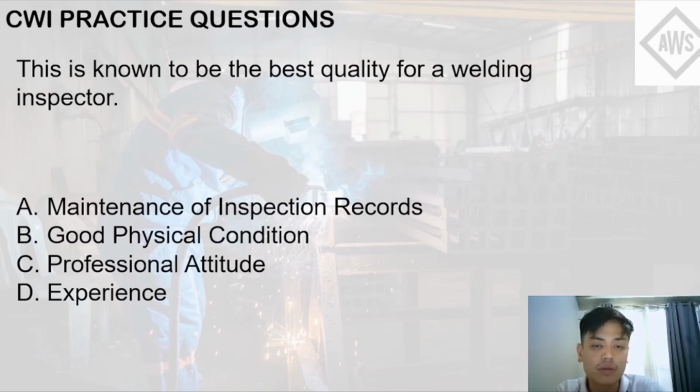Good physical condition. Basically, the welding inspector needs to be in good physical condition for him to go to tight areas, confined spaces, hard to reach areas, or areas at high elevation. So he needs to be in good condition for that. C, professional attitude. This is the quality of a welding inspector to provide unbiased opinions based on facts, make his decisions based on facts, and continuously learn throughout his tenure as a welding inspector.